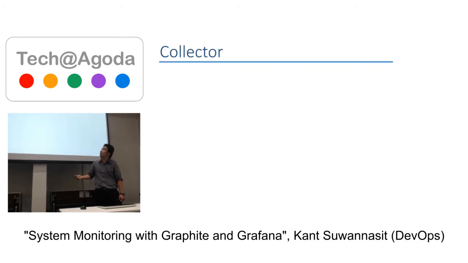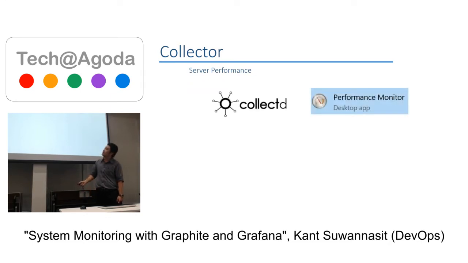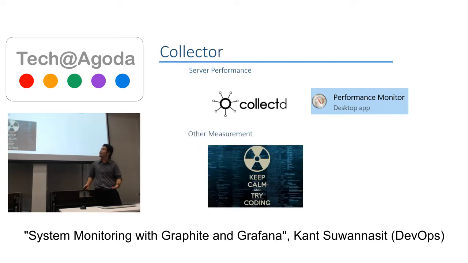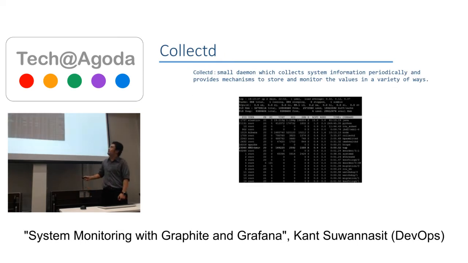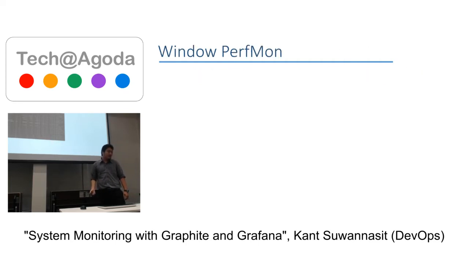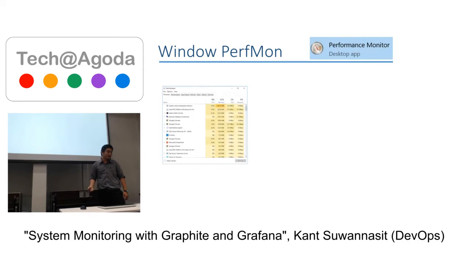Next, let's talk about the collector. There are two server performance collectors, which are collectd, used for Linux, and Performance Monitor, used for Windows. And for other measurements, we can write simple code to keep the data. First, start with collectd. Have you played with top in the Linux system? It can show how much CPU usage, how much memory usage. Collectd also keeps that data and sends it to Graphite.